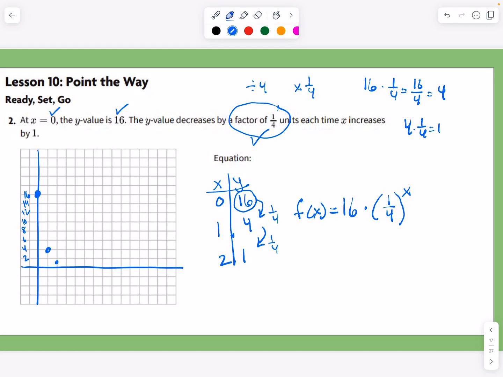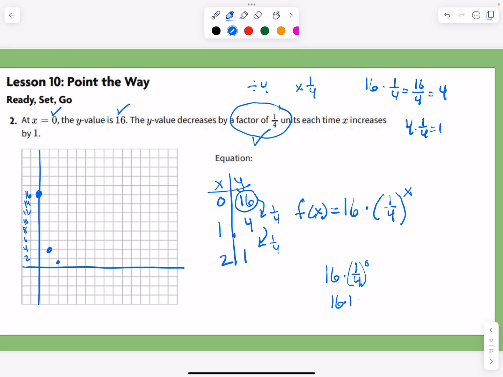We can take a look and see why that is. If x is 0, kind of plug it in, just double check here, right? So if x is 0, then we would do 16 times 1/4 to the 0. And when it's 0, that becomes 1. So 16 times 1 equals simply 16. So there's my x value, check. Here's my y value, check. So it matches, so that equation is going to work just fine.